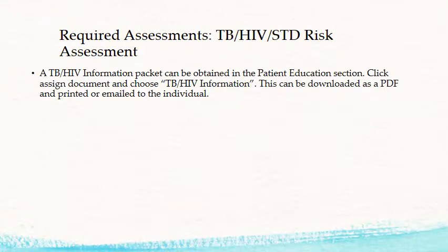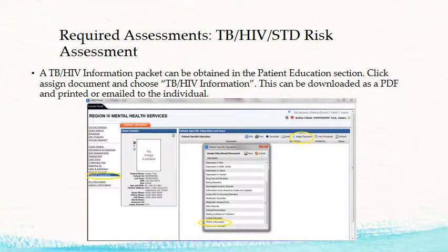And a TB HIV information packet can be obtained in the patient education section. So what you'll do is you'll go to the patient education portal in Essentia, and you'll see that this screen will pop up. You'll click Assign Document, and this window will come up, and you'll scroll down all the way almost to the bottom, and you'll see TB HIV information. When you click on that, it will generate here under description, and you can download it. It'll download as a PDF that you can print, or you can choose to email it to the client.